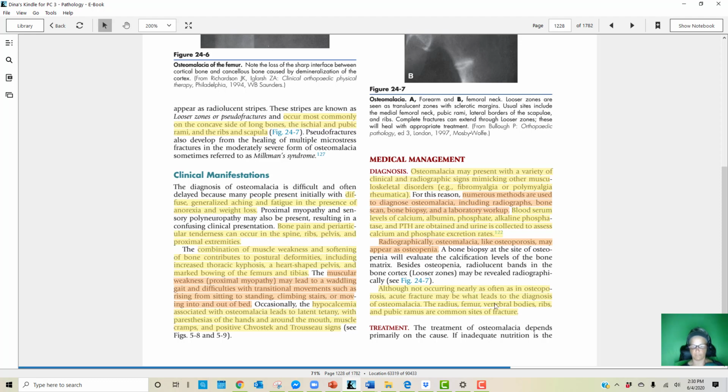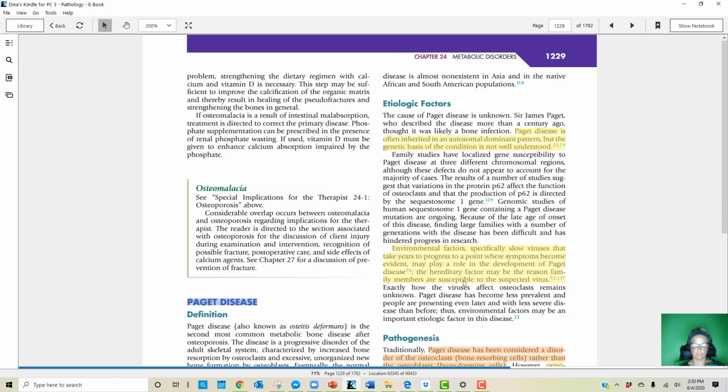Treatment. The treatment of osteomalacia depends primarily on the cause. If inadequate nutrition is the problem, strengthening the dietary regimen with calcium and vitamin D is necessary. This step may be sufficient to improve the calcification of the organic matrix and thereby result in healing of the pseudofractures and strengthening the bones in general. If osteomalacia is a result of intestinal malabsorption, treatment is directed to correct the primary disease. Phosphate supplementation can be prescribed in the presence of renal phosphate wasting. If used, vitamin D must be given to enhance calcium absorption impaired by the phosphate.